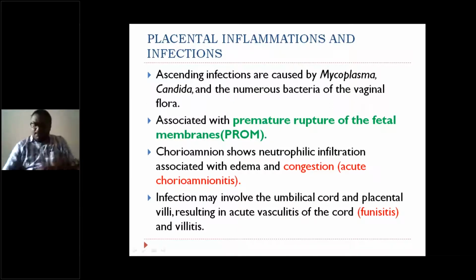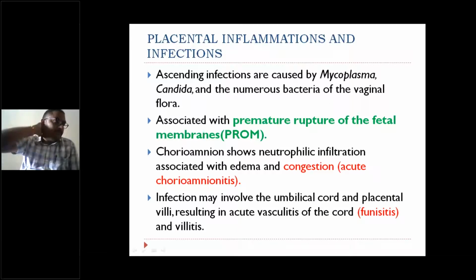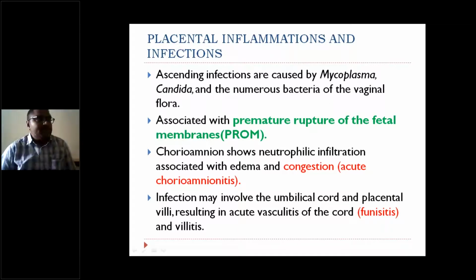When the bacteria ascend in the female genital tract, initially there will be inflammation of the chorion and amnion, the layers which surround the fetus. We usually get fetal autopsies because of unusual deaths in the third trimester, so we take bits from the membranes and look for neutrophilic infiltration. We also take bits from the placenta and umbilical cord to look for infectious changes like villitis and funisitis.